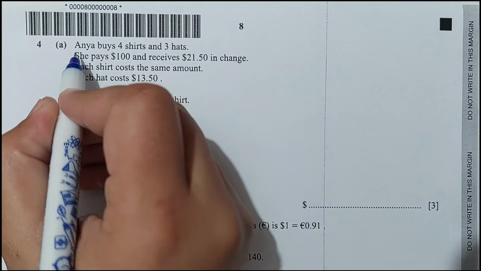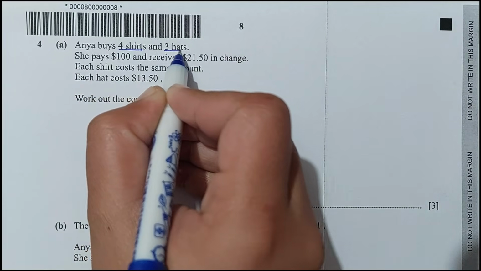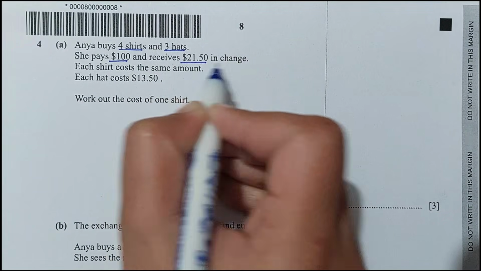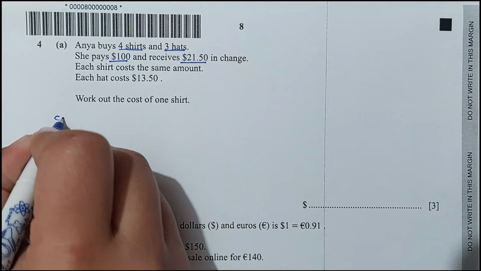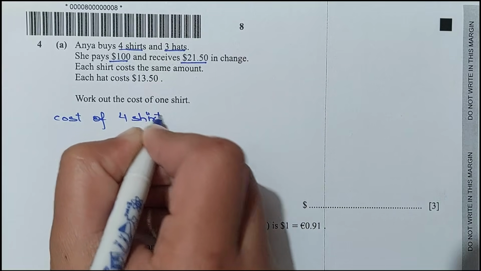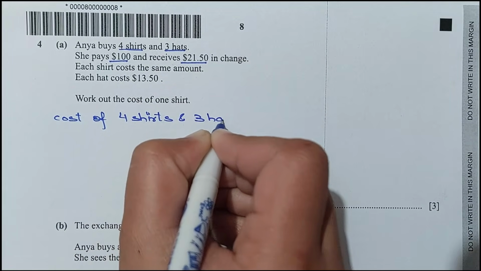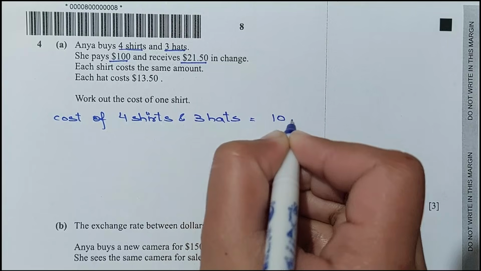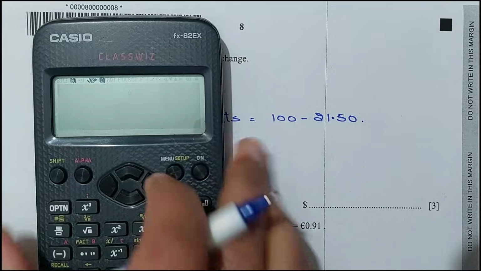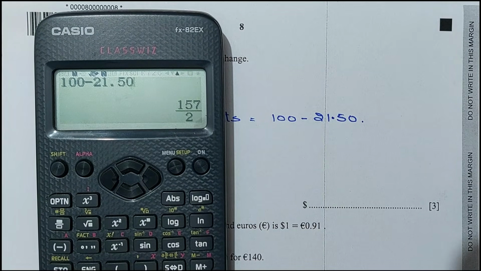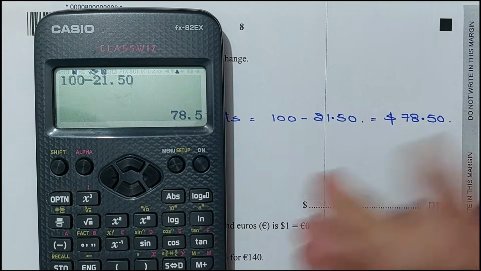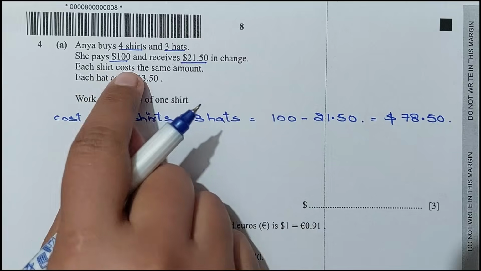Question number 4, part A. Anya buys 4 shirts and 3 hats. She pays $100 and receives 21.50 in change. Okay, so what is the total cost of 4 shirts and 3 hats? She paid 100 and received 21.50 change. So from 100 subtract 21.50, the cost is $78.50.